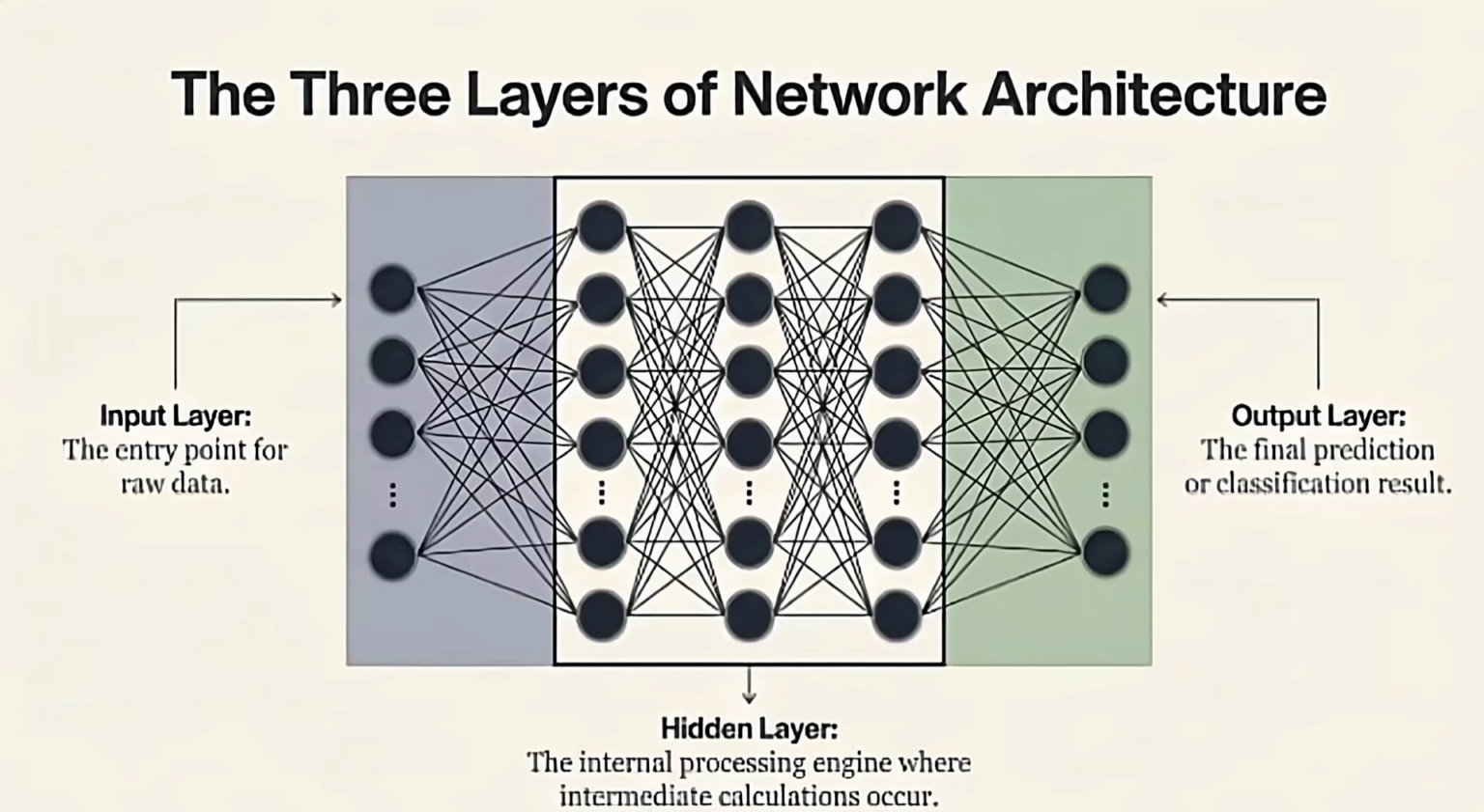The architecture of a multilayer perceptron consists of three main layers. The input layer receives the raw data. The hidden layer processes the information through several neurons and mathematical operations. Finally, the output layer produces the final result or prediction based on the processed data.